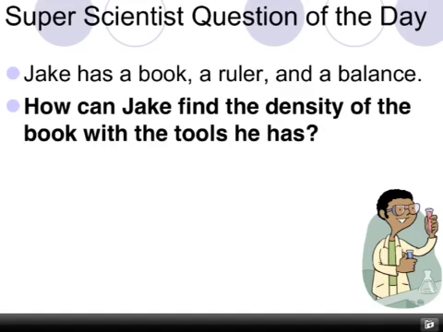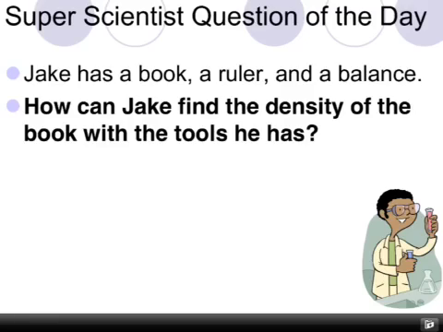Okay. Before the end of the podcast, I just want you to consider one more question, and then that'll be it for this one. Jake has a book. He has a ruler and a balance. How can he find the density of the book with the tools he has? Think about that for a minute.